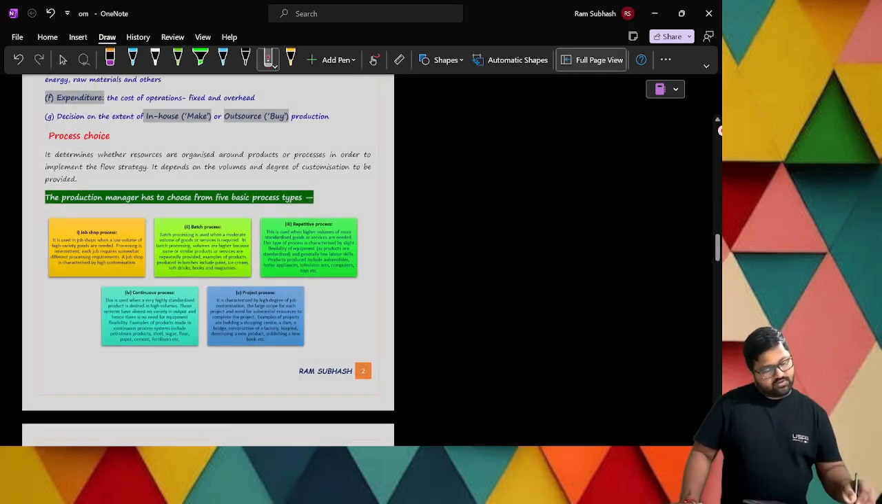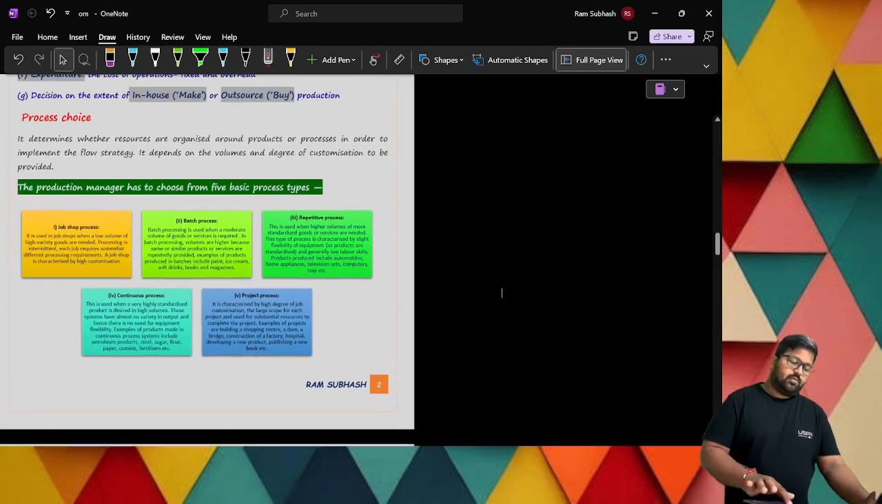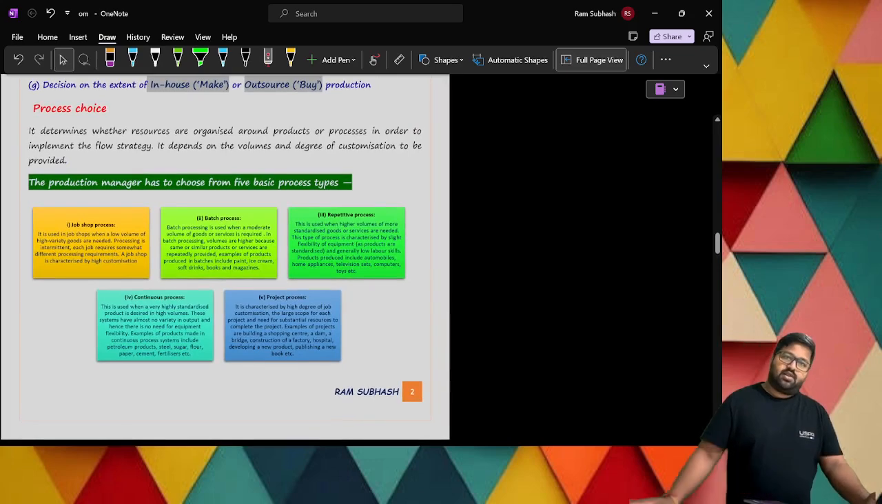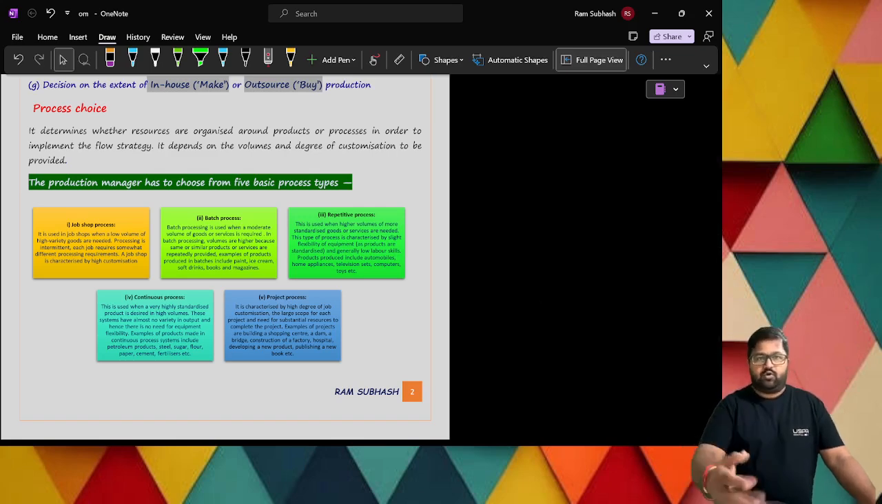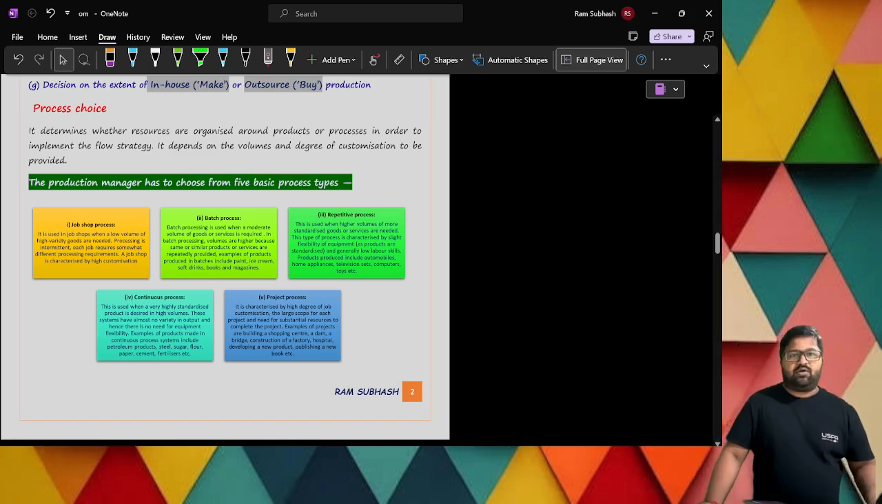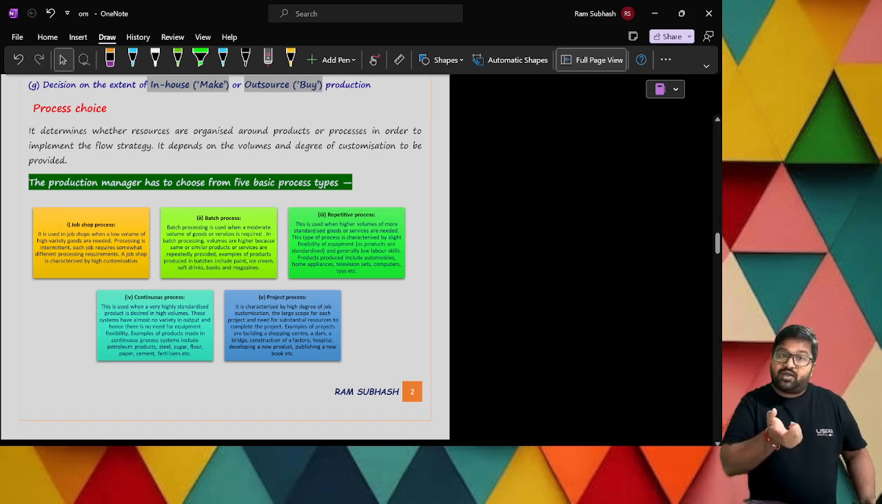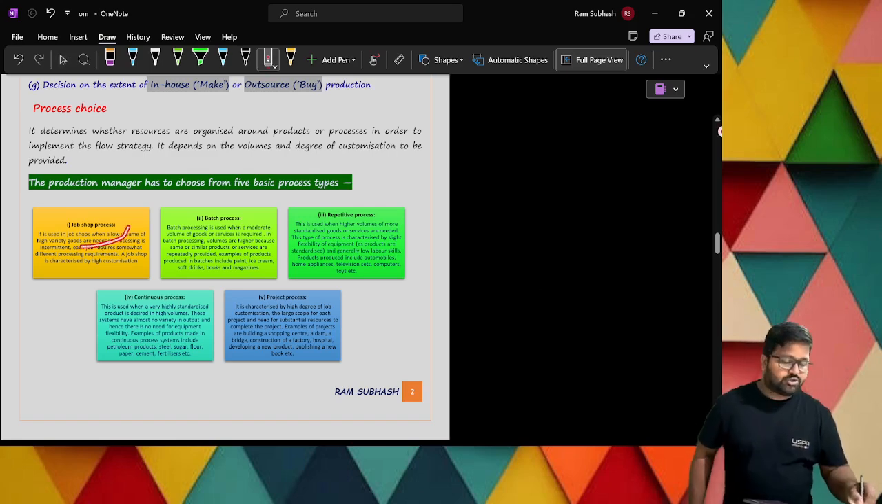Okay. The first is job process. Sir, to whom will the job shop process be useful? For example, a jewelry making person. Okay, I want a ring, so I will go to him and he will make it. My brother requires a gold chain, he will go there. And my sister requires bangles, she will go there. So based on the customer order, the product will be manufactured. Then that will be the job shop process.